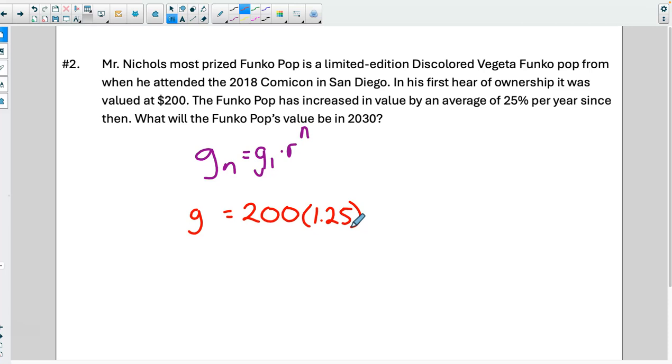Well, it is 2030, but that's not going to be my exponent. If year 0 is 2018, it'd be 12 years. It'd be 12 minus 1, which is 11? No. Because we're at 0, it's just 12. That's why I erased up here, because I made this year 0 instead of year 1. So I got 12, and that means I'm looking for my 12th term. Go ahead and calculate.